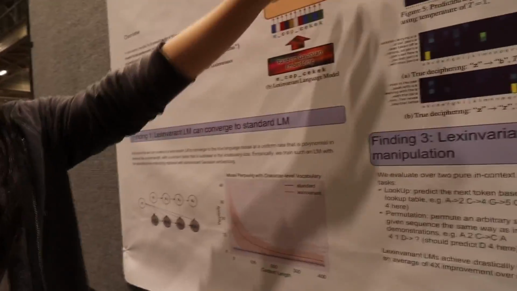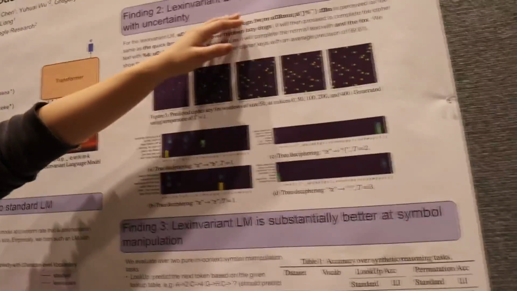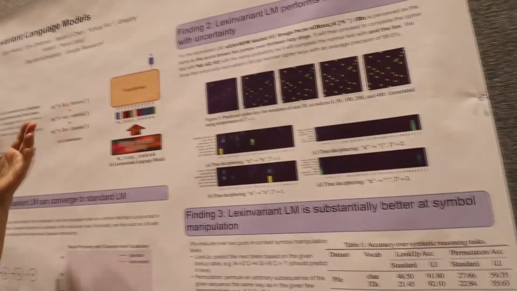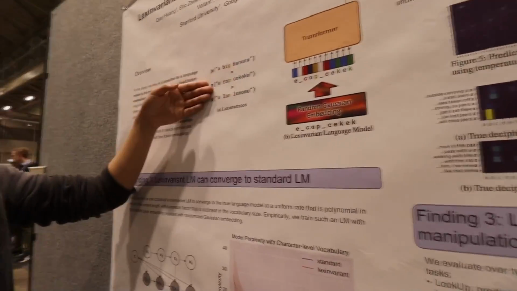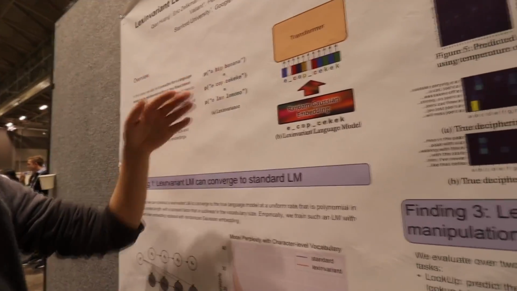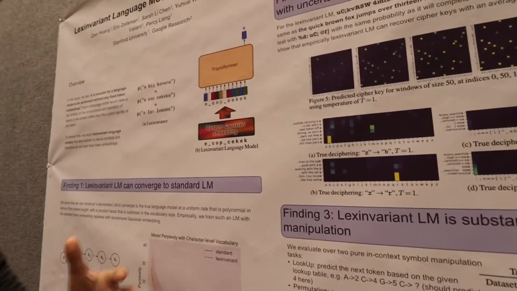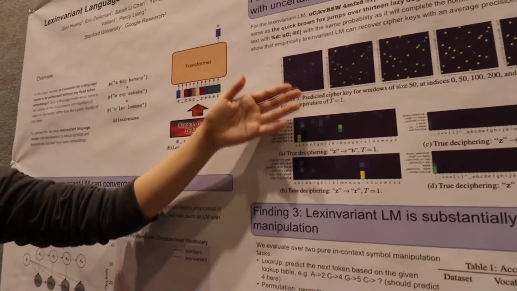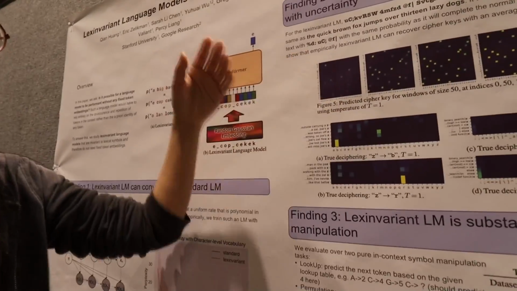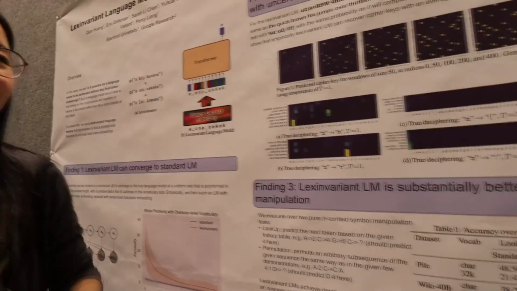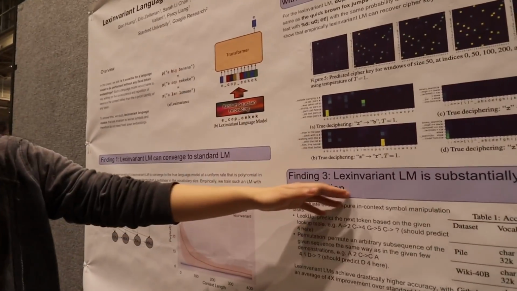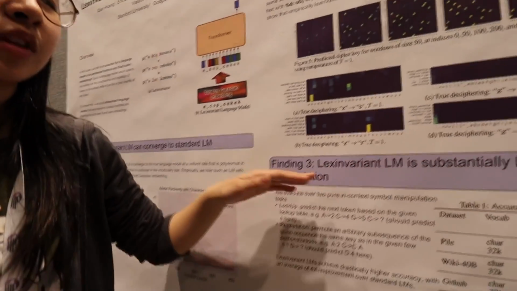We also show that the Lexinvariant model performs in-context deciphering with uncertainty. Because it sees all substitution ciphers as the same sequence, it literally performs in-context deciphering implicitly. We can probe out the cipher key by just training a linear layer on top of the frozen random models. And we finally show that the Lexinvariant model performs better at symbol manipulation tasks.